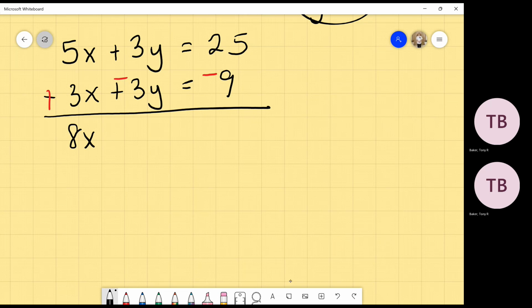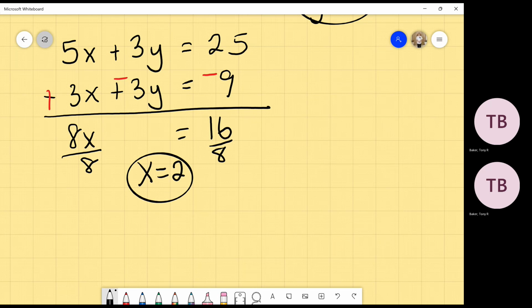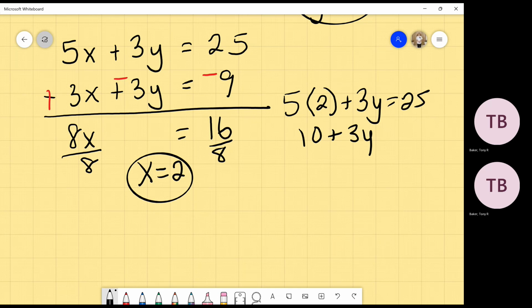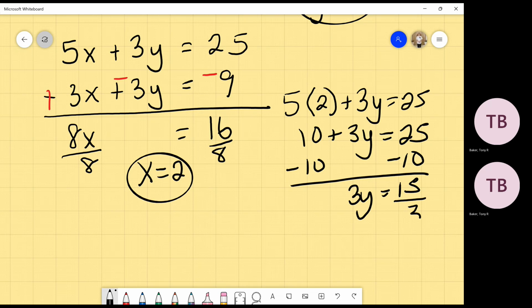The 3 y's cancel out. 25 minus 9 is 16. 16 divided by 8, so x equals 2. Now plug into the other one. So 5 times 2 plus 3y equals 25. Subtract the 10 from both sides and divide by 3. So y equals 5. And that would be the answer.